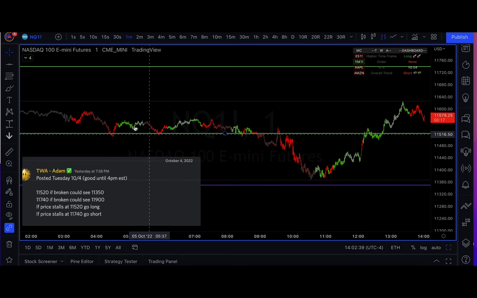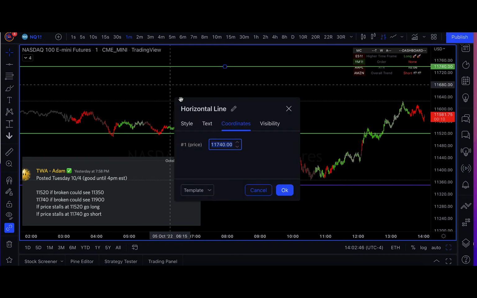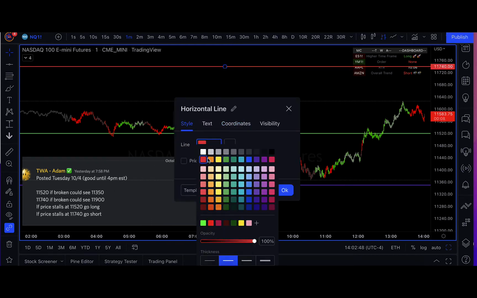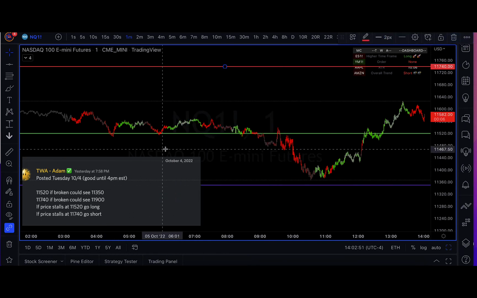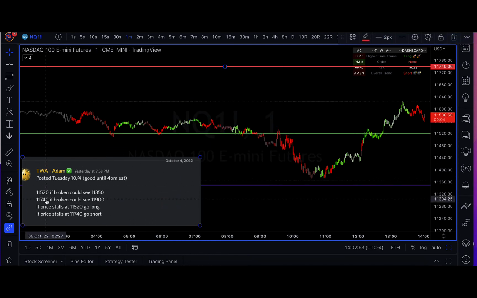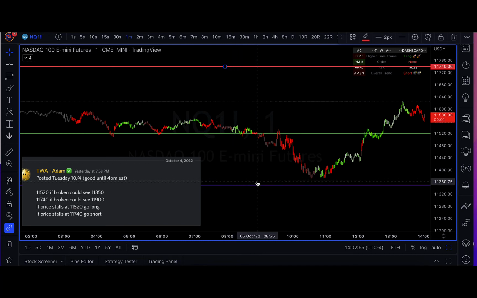Apologize if it is. All right, so we got our 740 level here. This should actually be in red. Let me fix that for everybody. There we go. So we got our 520 level in green as our support. We got our 740 as resistance. There we go. And we have our expected low.